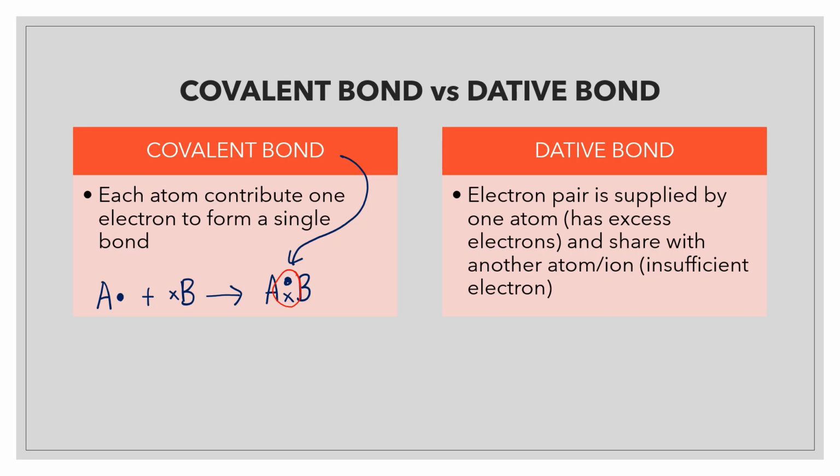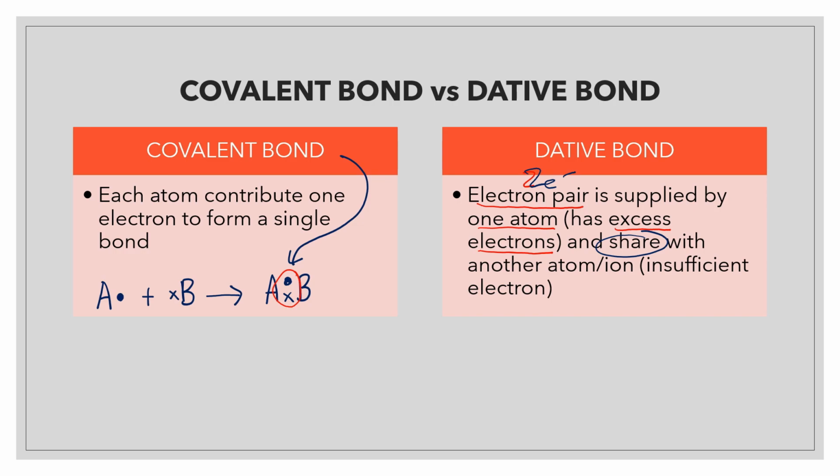But in dative bonding, electron pair is supplied by one atom that has excess electron. Electron pair iaitu 2 elektron lah. 2 elektron disumbangkan oleh satu atom sahaja yang mempunyai lebihan elektron, and it will share at the same time with another atom or ion yang having less ataupun no electron at all.